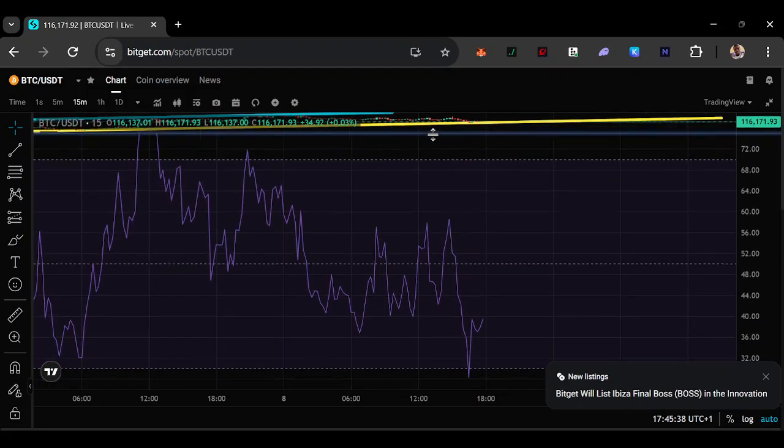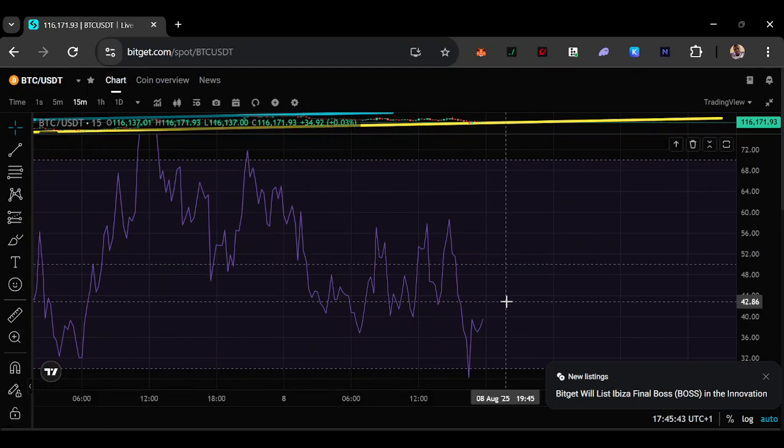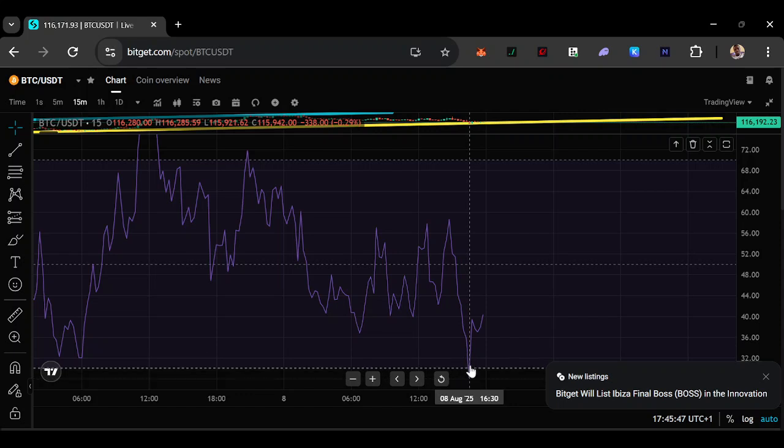So this is the RSI. So how is this used? Now you can see that on the last dump, RSI came down here, and now BTC seems to be moving up. We are waiting for a bullish divergence.